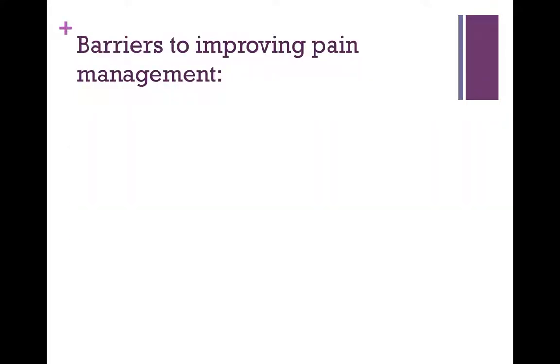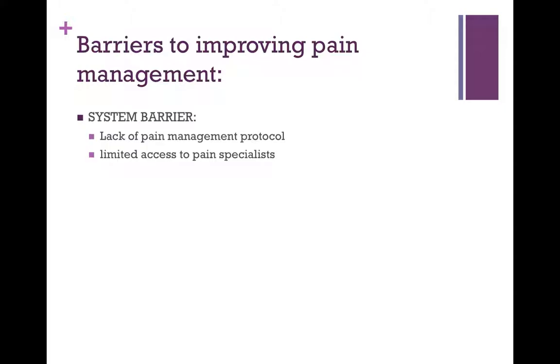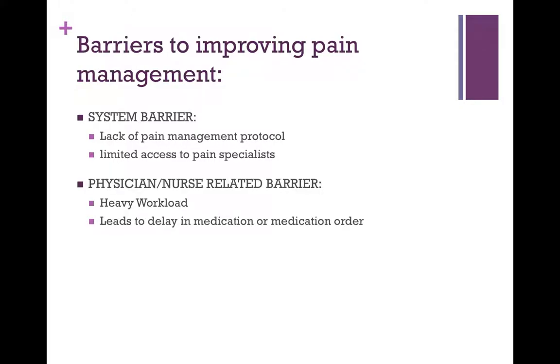There are many barriers to effective pain management that are system, nurse, physician, and patient related. An example of system barrier is lack of pain management protocol and limited access to pain specialists unless requested. Other barriers include lack of time and a heavy workload for nurses and physicians, meaning patients may have to wait a certain amount of time to receive their pain medication or for a new medication to be charted. Stigma against pain and concern of addiction can also become a barrier for some patients.